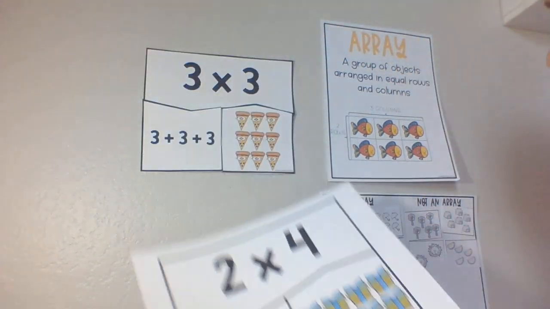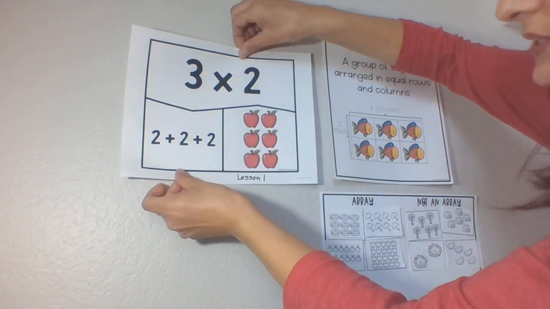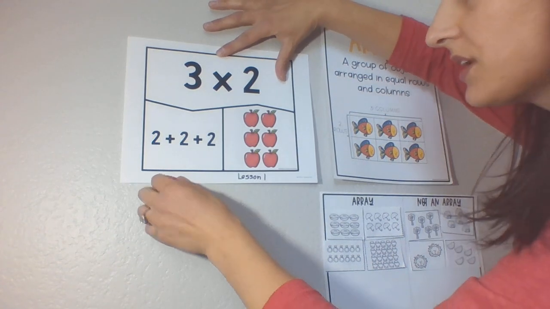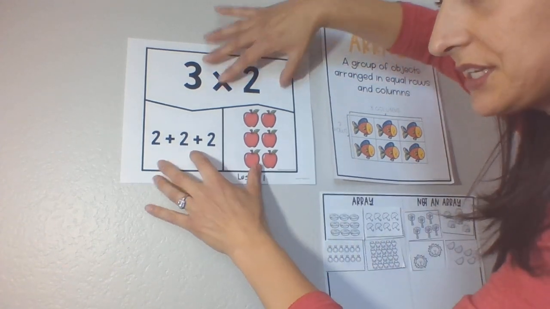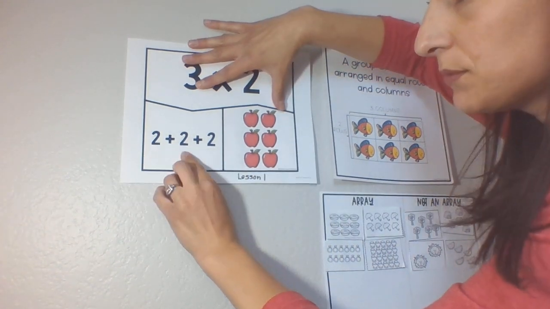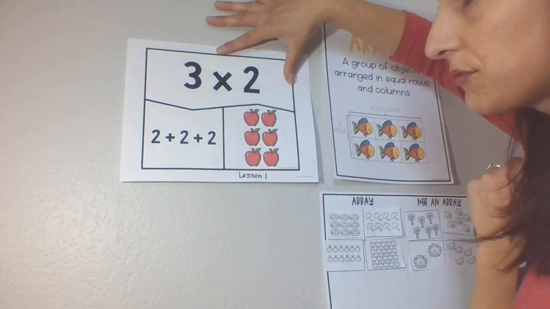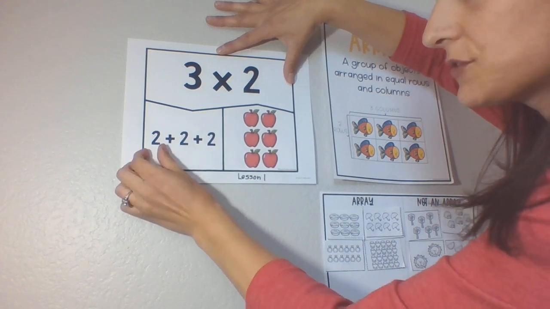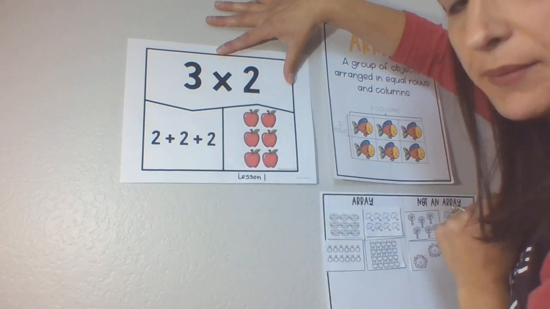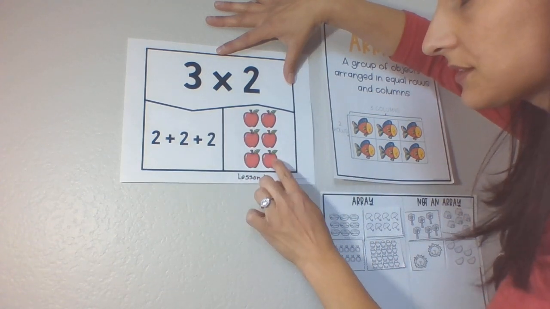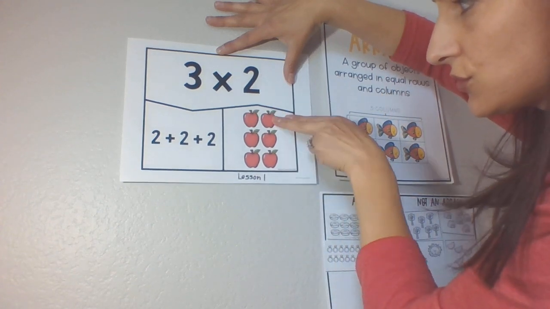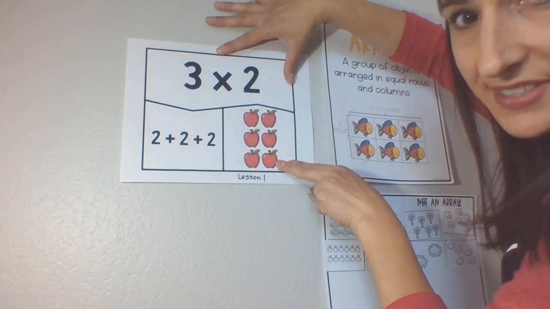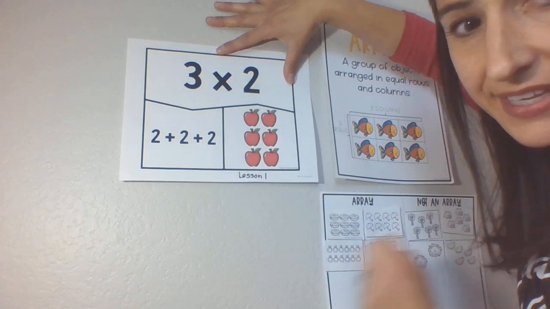Okay. The next one you did, and you should have put together, is 3 times 2. 3 times 2 in a repeated addition is going to be 2 plus 2 plus 2. 3 groups of 2. Okay? 3 groups of 2. 2, 4, and 6. 3 times 2 is 6.